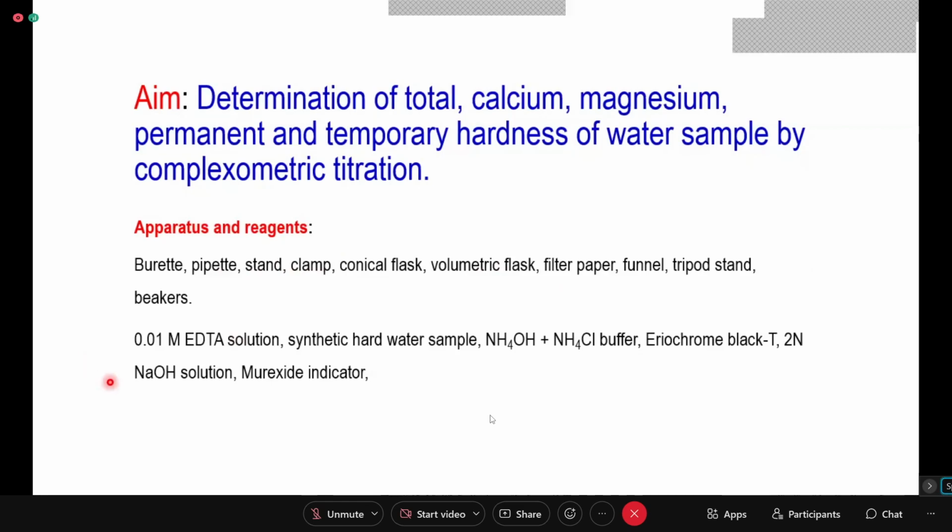These are the things. Reagents required: 0.01 molar EDTA solution is provided to you. A synthetic hard water sample is provided. Then ammonium hydroxide, ammonium chloride buffer is provided to you. Buffer maintains the pH. It resists the change in pH due to the reactions taking place. Then you have Eriochrome Black T. Then another one is 2 normal NaOH solution, and the other indicator is Murexide indicator. Okay, so these are your requirements.